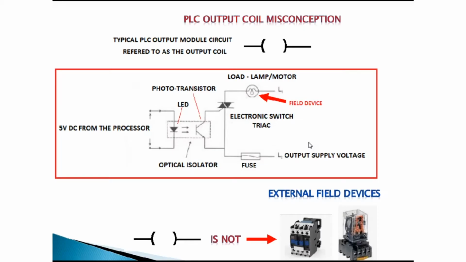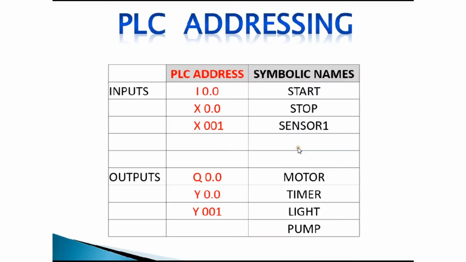If you look at the table that I've listed, for your input addresses, you could use I0.0, or you could use X0.0, or X0.001. Or in some of your textbooks, it's just X001. And similarly, for your output devices, depending on the type of PLC that you're using, your outputs can be represented by Q0.0, Y0.0, or Y001.